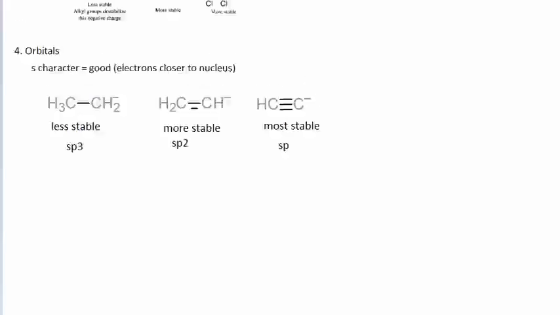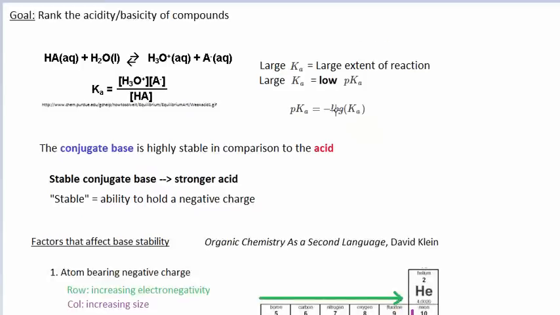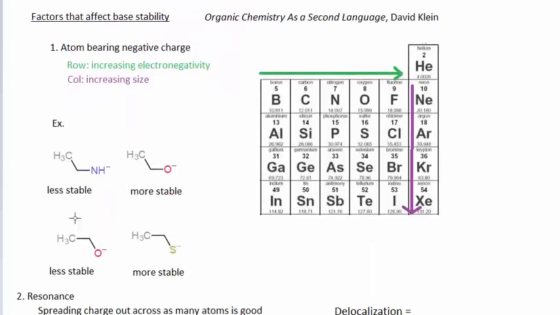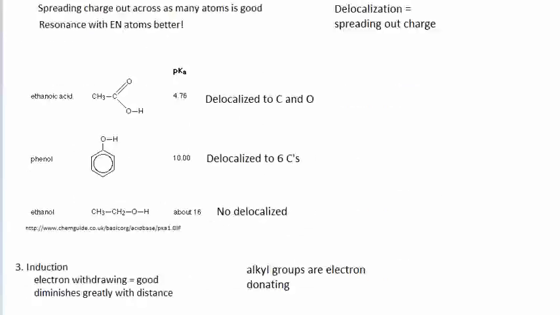So again, just to review, the reason we care is we're trying to rank the acidity or basicity of compounds, and we figured out that the more stable our conjugate base, the stronger the acid that corresponds to it will be. And the reason is because of this charge stability phenomenon here, where if you have that negative charge, the compound that is most easily able to bear that negative charge is going to have the strongest conjugate acid.